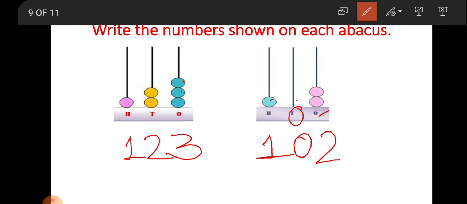102. In the tens place 0 beads are given, so write 0. So after 100 speak the ones number directly. The ones number is 2. So 102.